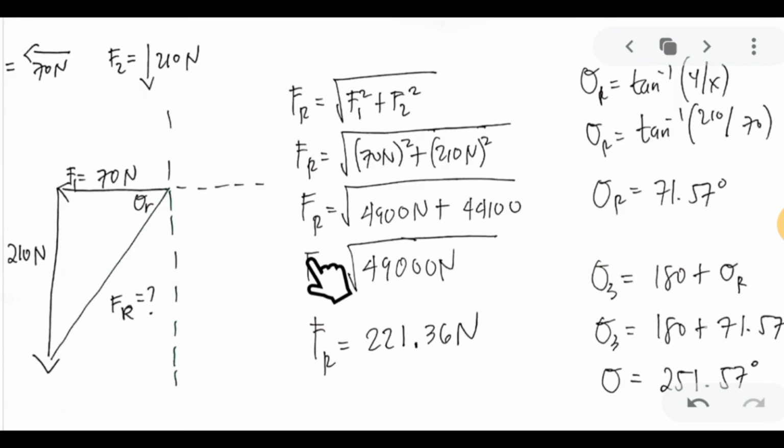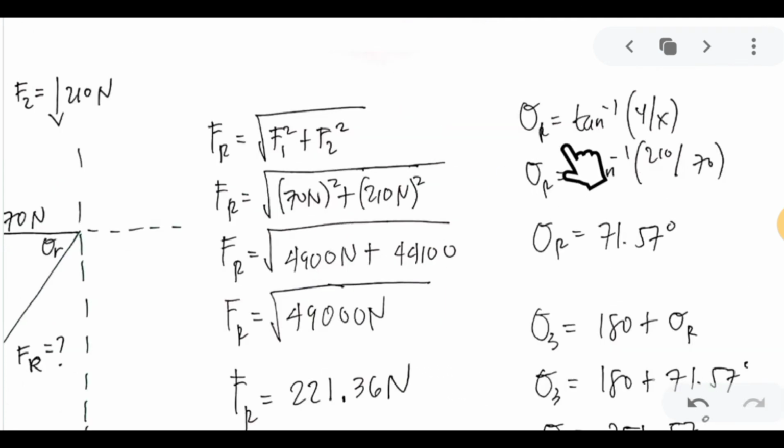To find the resultant force, you will be using this formula. The value of F1 is 70 Newton, then square that. The value of F2 is 210 Newton, then square that. 70 Newton squared is 4,900 Newton. 210 Newton squared is 44,100 Newton. And then get the sum, get the square root, that is 221.36 Newton.